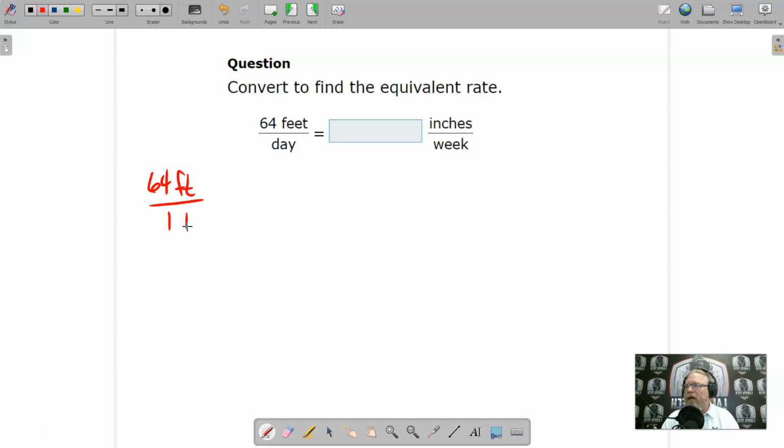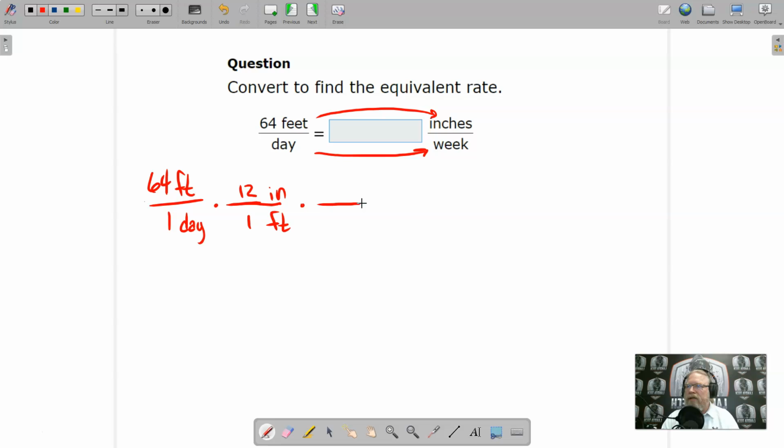Next we have 64 feet and 1 day. Now I want to get from feet to inches, days to weeks. So let's deal with the feet to inches first. And feet is in the numerator, so I'm going to put it in the denominator. I can go straight feet to inches. In 1 foot, there are 12 inches.